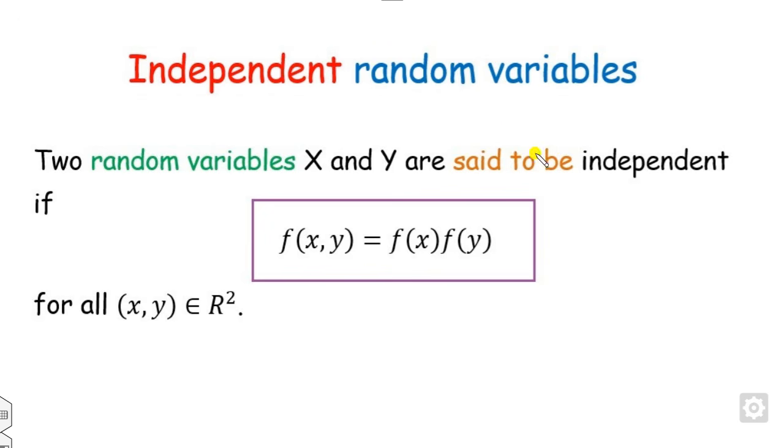When can you say that the variables are independent? Since you have this function, you have to compute the marginal density functions of x and y. If you check that this condition holds, then you can say the variables x and y are independent.